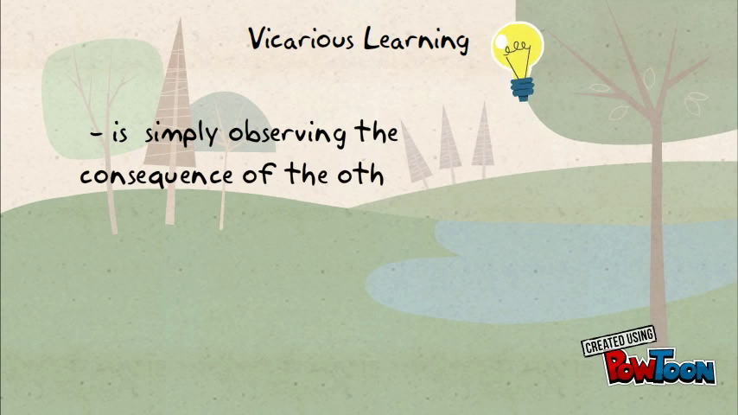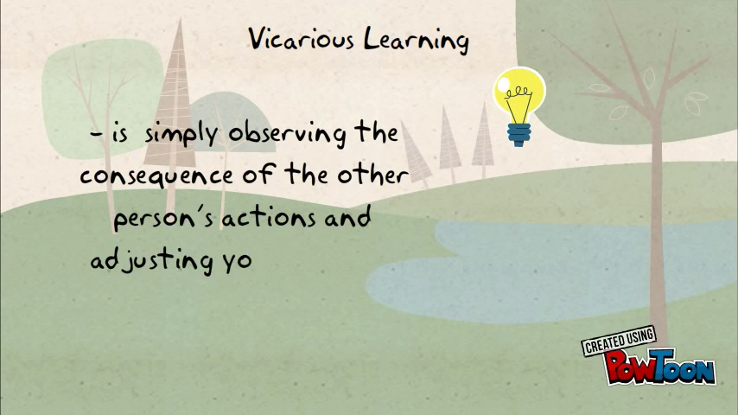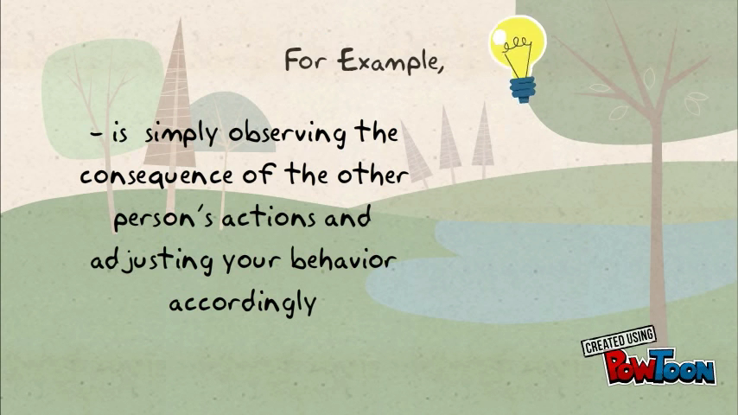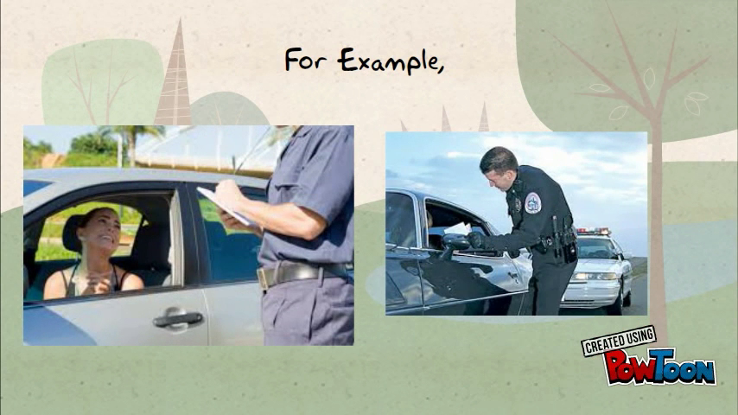It is simply observing the consequences of the other person's actions and adjusting your own behavior. An example would be when you see somebody getting pulled over for speeding and you slow down. Then you are vicariously punished.